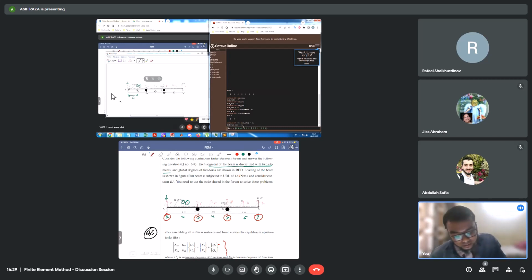We are having nodes in between. Did it include that also? Whether that problem had this kind of thing? What I mean to ask is this thing.